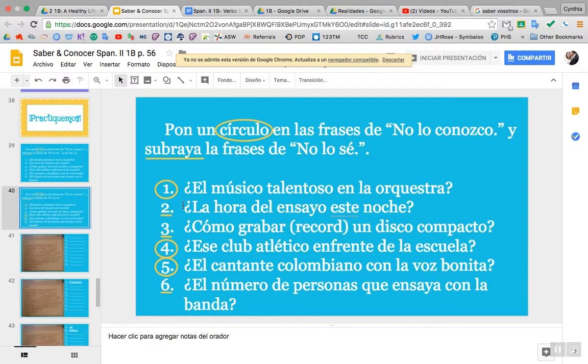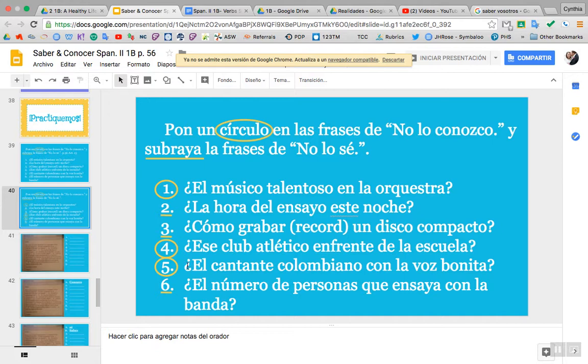Number 2, la hora del ensayo de esta noche. Knowing the time something happens, la hora, the time, is a fact, and you would use saber. Number 3, cómo grabar un disco compacto, how to record a CD. This is a little outdated, but knowing how to do something is also from saber. Number 4, es el club atlético enfrente de la escuela. Knowing the gym that's in front of the school, you're familiar with it.